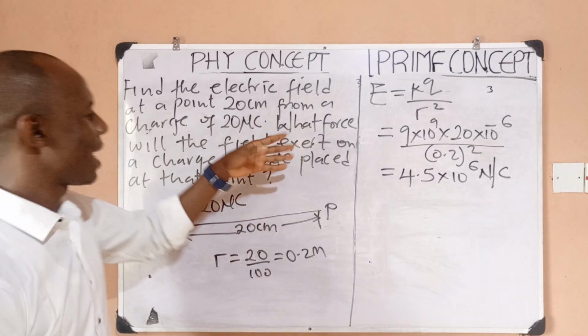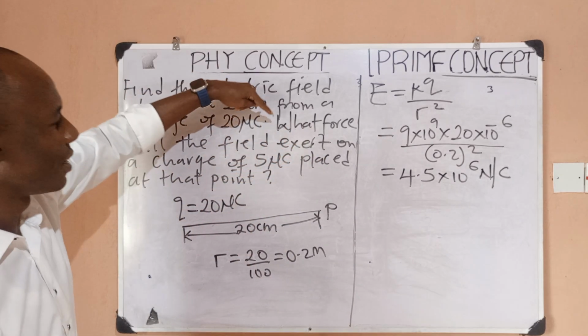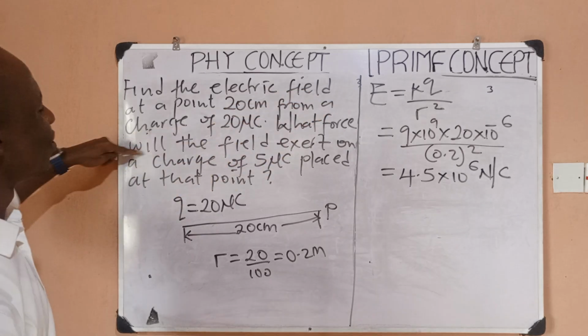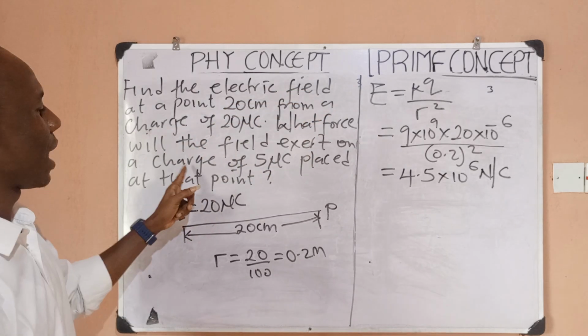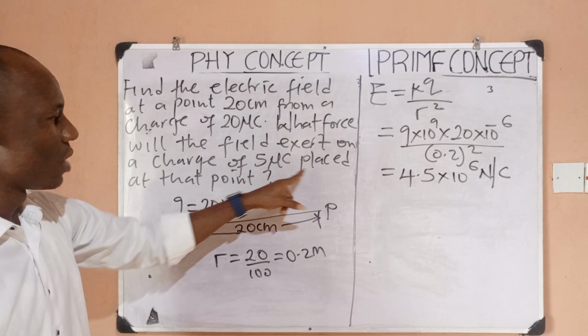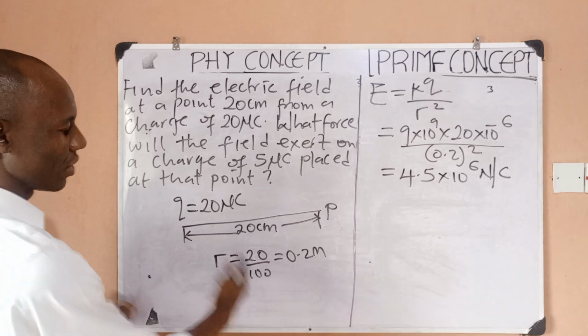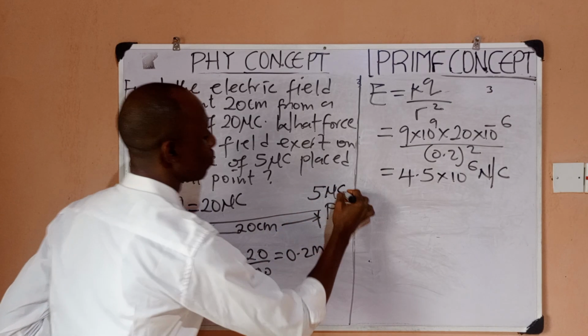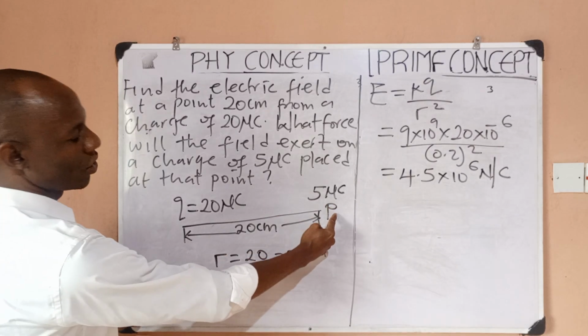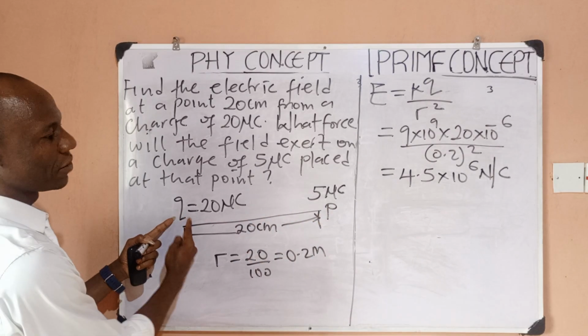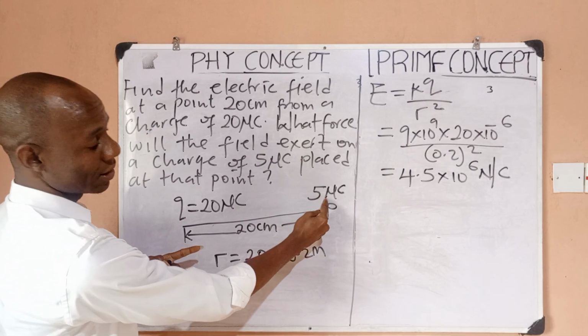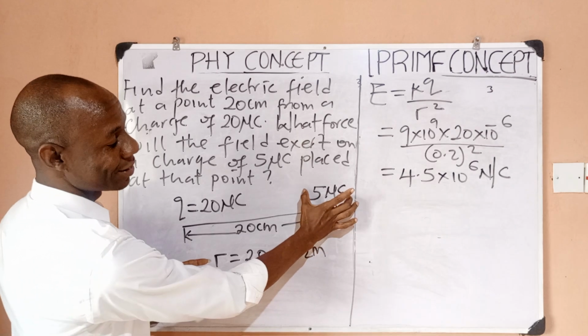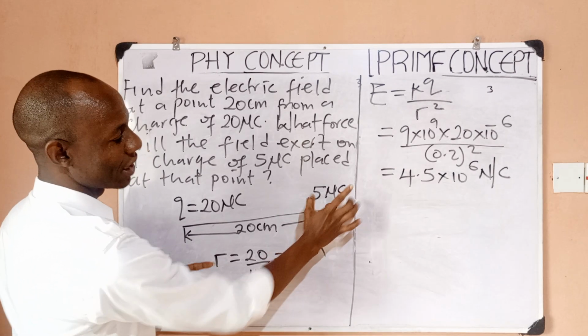Now, if we look, we have another part of this question which says, what force will the field exert on a charge of 5 microcoulomb placed at that point? So that is to say, if you have a charge here, 5 microcoulomb, they place a charge at this point. What force would this field exert? This is your test charge. This one that is receiving the force is your test charge, right?